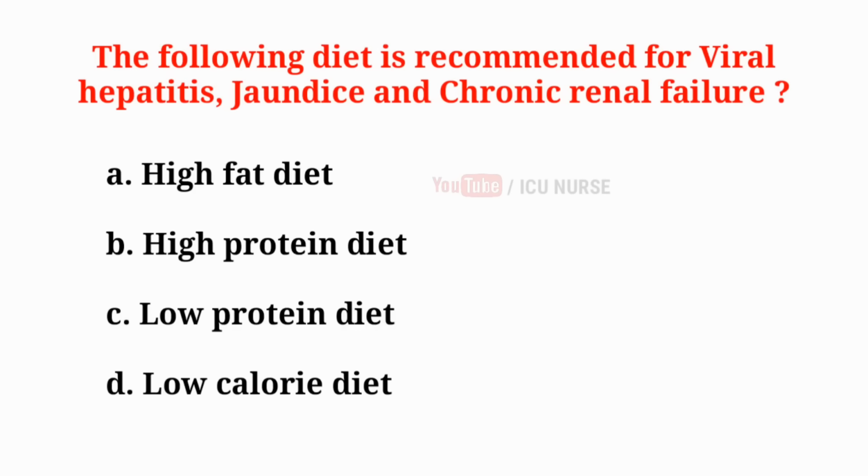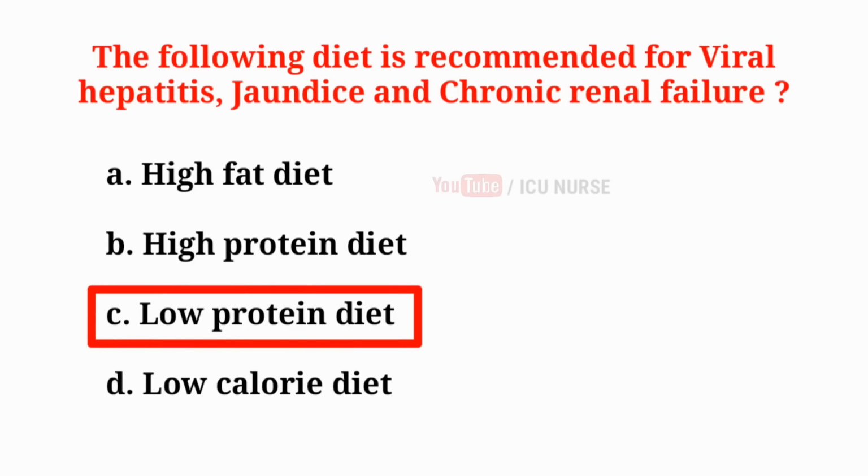The following diet is recommended for viral hepatitis, jaundice and chronic renal failure: A. High fat diet, B. High protein diet, C. Low protein diet, D. Low calorie diet. And the correct answer is C. Low protein diet.